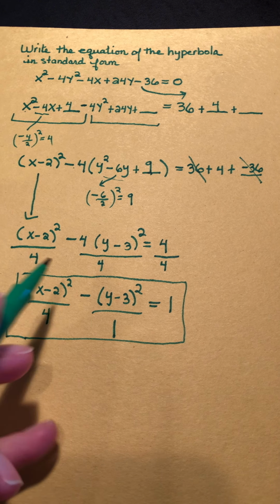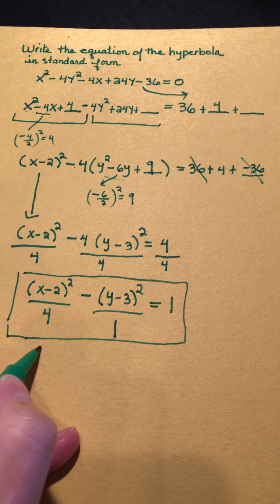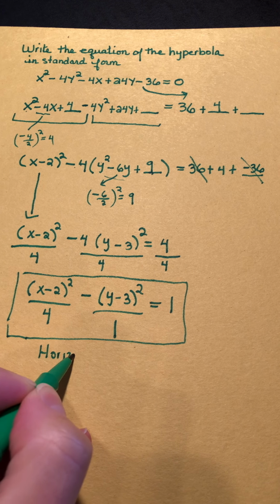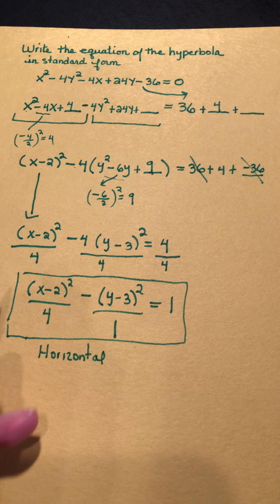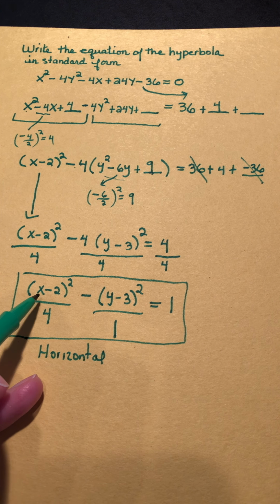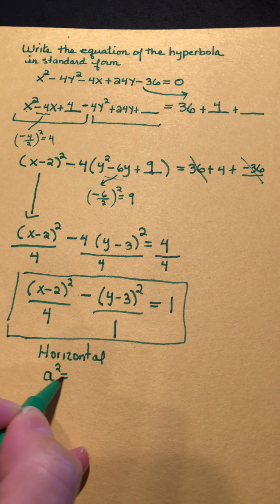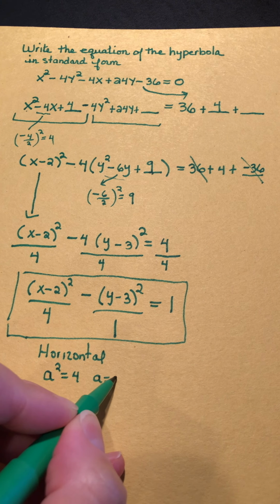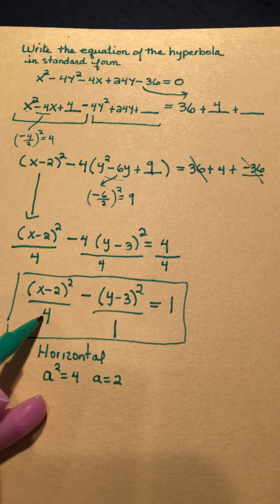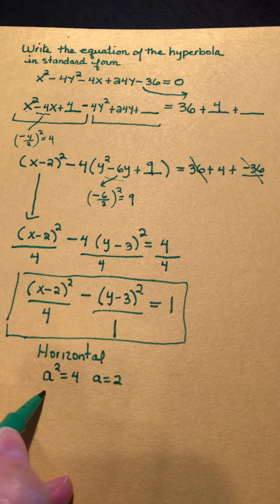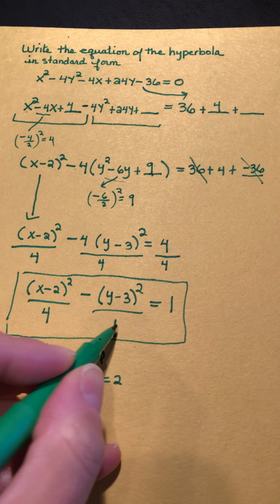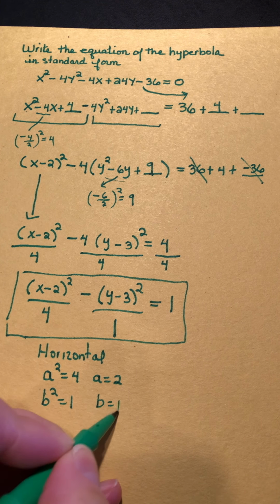The other thing I know is that this is a horizontal hyperbola. Why do I know that? I know that because x, which is the horizontal axis, comes first. I know that a squared is equal to 4, which means a is equal to 2, because remember that the a squared term always comes first. I know that b squared equals 1, that's my b squared, and that b equals 1.